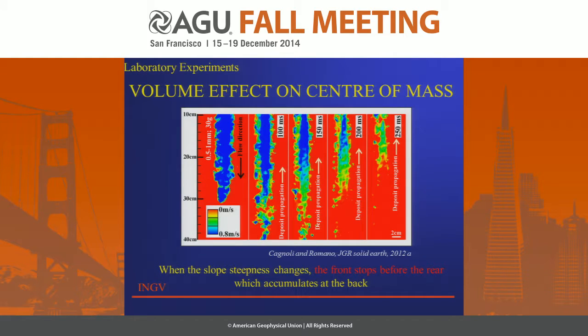Okay, let's have a look at the volume effect on the position of the center of mass. This is due to the fact that when the slope steepness changes, the front of the flow stops before the rear of the flow, which accumulates at the back. So we see this in this particle image velocimetry analysis of the laboratory flow, which is depositing. And you see that the deposit propagates backward.